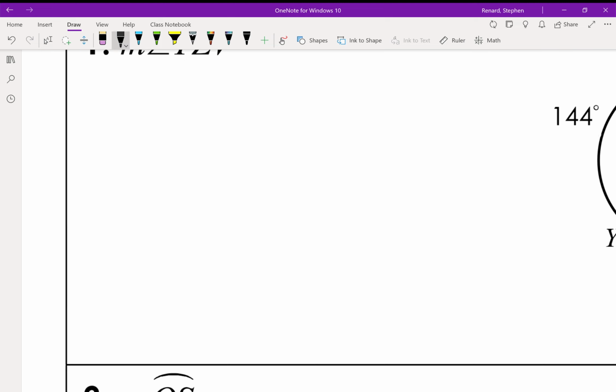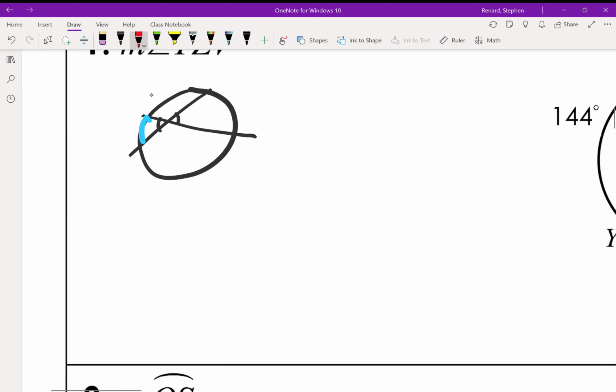Okay, as promised, I'm back, and we are looking at arcs and angle measures. So the first thing, we have three separate kinds. We have angles that meet inside the circle. So we know that these two angles are the same. They're vertical angles.